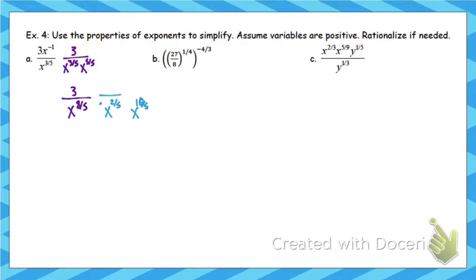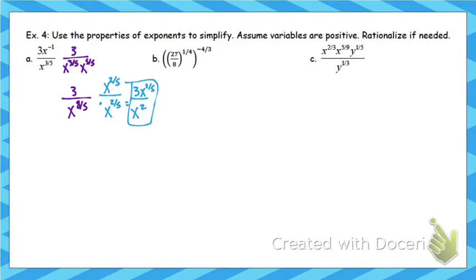And multiply the bottom, you also multiply the top. So that would give me x to the 2 fifths, or x to the 10 fifths, which is just x squared. And then I have 3x to the 2 fifths at the top. And now this is rationalized.